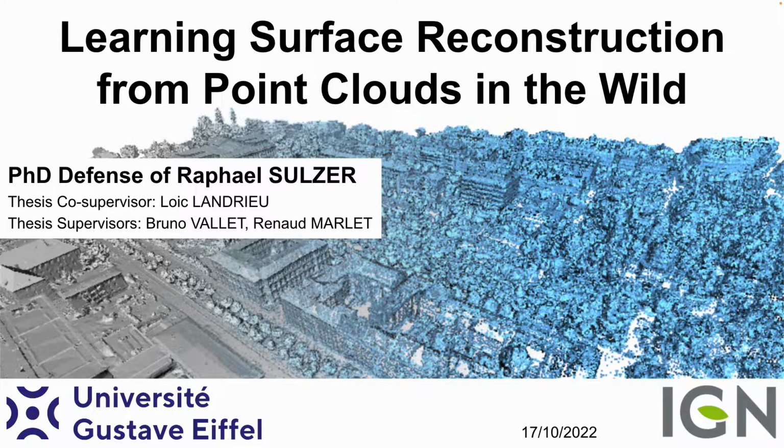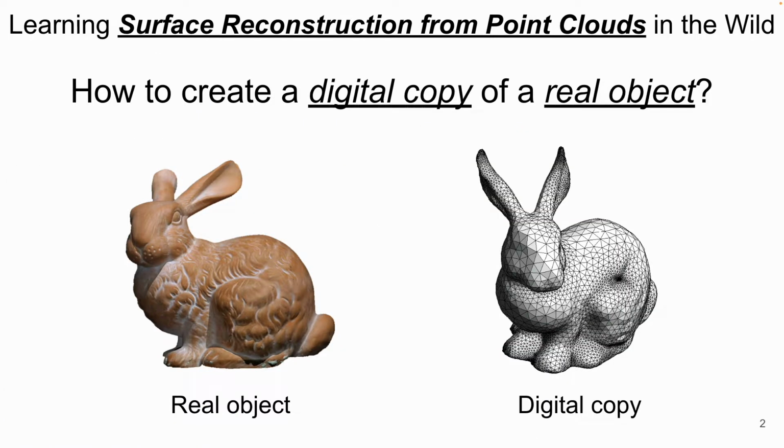And now I want to start this presentation by quickly explaining the title of my PhD, which is Learning Surface Reconstruction from Point Clouds in the Wild. Let's assume we have a real object and we want to create a digital copy of it. And we are mainly interested in the surface of the object, so not its material, weight, or appearance, but just the surface. And the question is, how can we create a digital copy of a real surface?